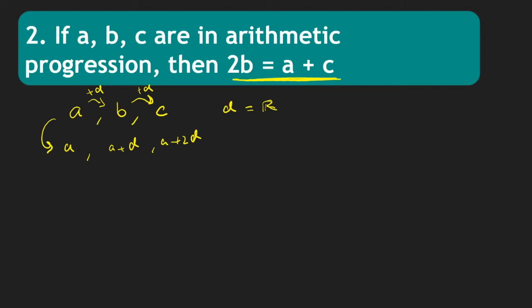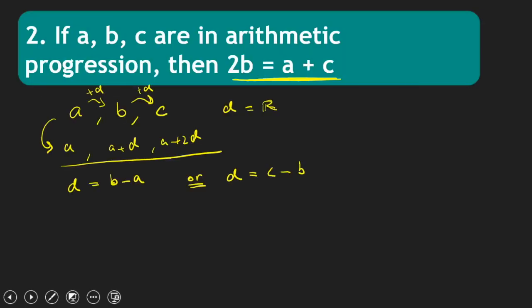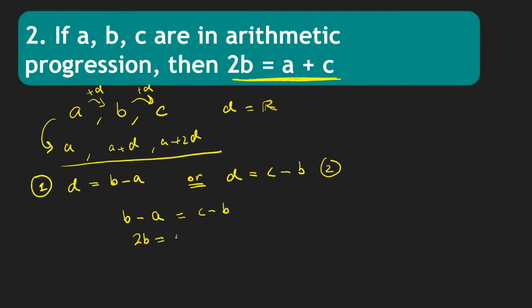Now, we know that the common difference in this case will be b minus a, or the common difference will be c minus b, right? Now, if we equate equation 1 and equation 2, what we get is b minus a is equal to c minus b, right? Again, now if we bring the letter b's to the left hand side, we get 2b is equal to a plus c, right? This is how we derive it.